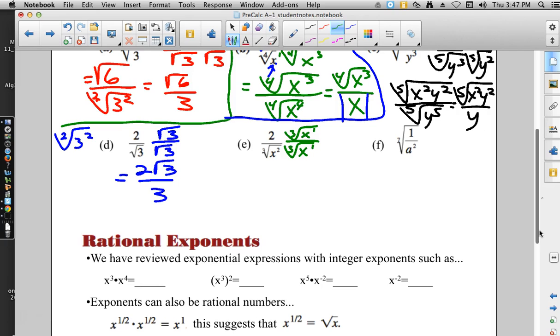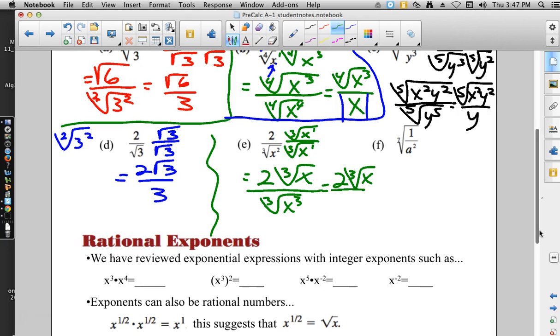And what we do to the bottom, we do to the top. So this will give us 2 cube roots of x over, and this will be the cube root of x to the third. Okay, well, I can't do anything more with that. Oh, that's starting to look like a negative there. Let me clean this up a little bit. Maybe scoot it down.